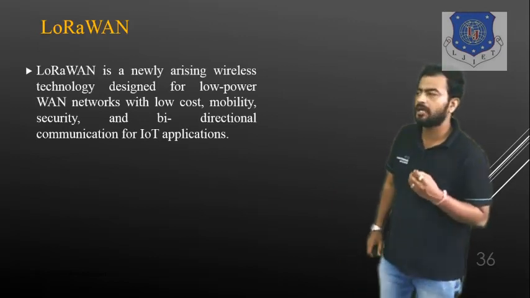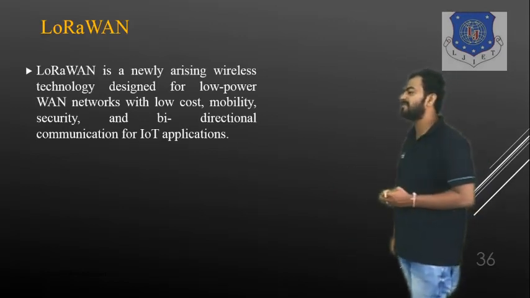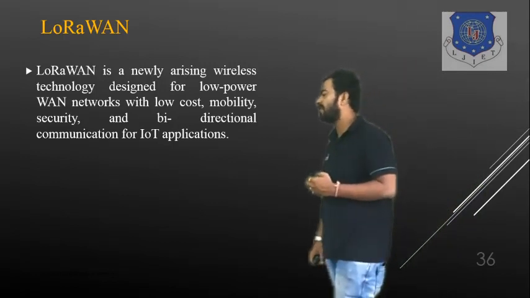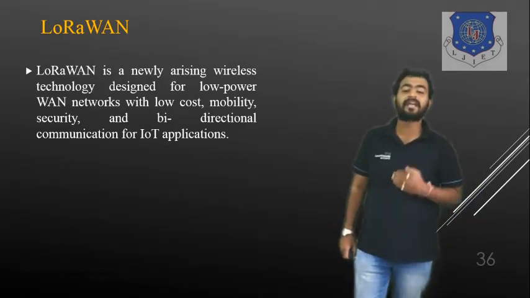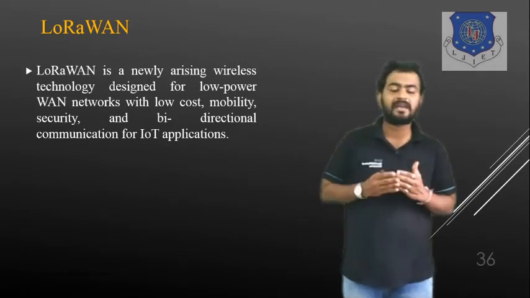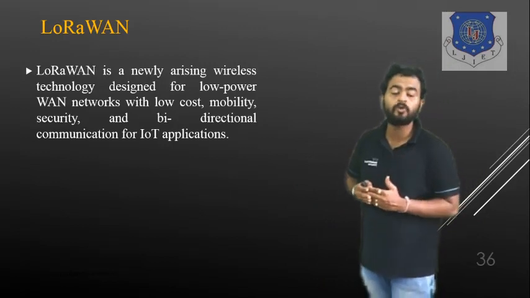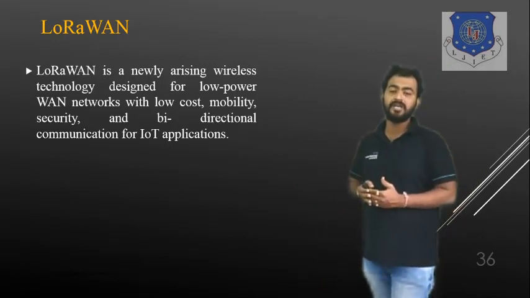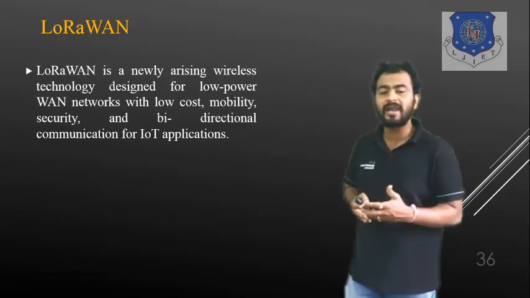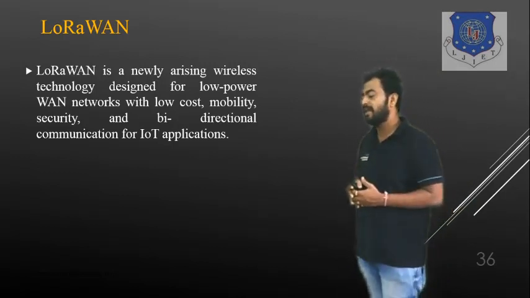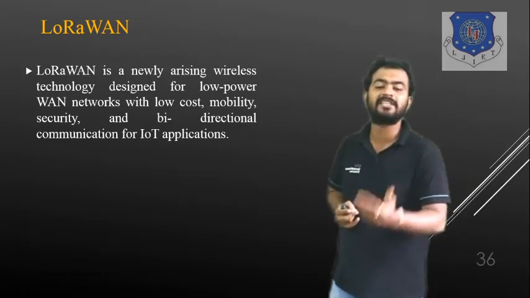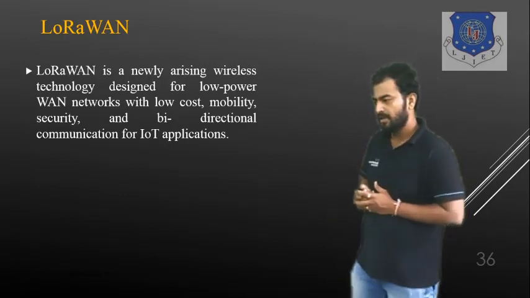Now the next one is LoRaWAN. We are very familiar with LoRaWAN, and it is one of the most widely used protocols in wireless sensor networks and also in IoT applications, because LoRaWAN can support a range of 1 to 5 kilometers for wireless communication. Right now drone applications are also using LoRaWAN. The reason is very clear: it works up to 1 kilometer, or 2 or 3 kilometers or more.